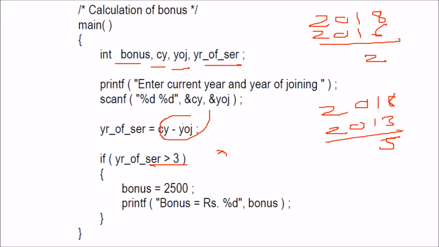So what we will do here is we'll take the difference of current year and year of joining. We'll enter current year and year of joining, and this year of service will be compared with 3. If it is greater than 3, then we want to execute 2 lines. How to execute 2 lines? We have to give them inside a brace. So these 2 lines are inside the brace. And if it is less than 3, we don't execute these 2 lines.